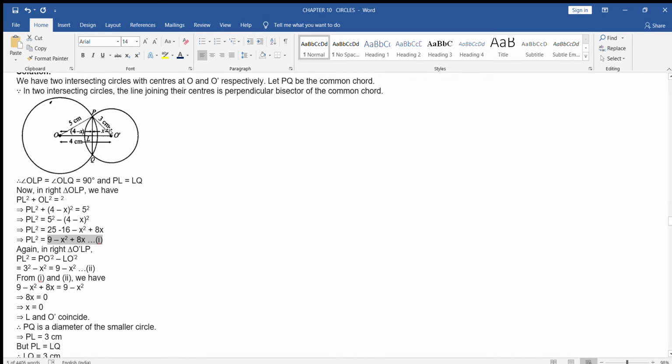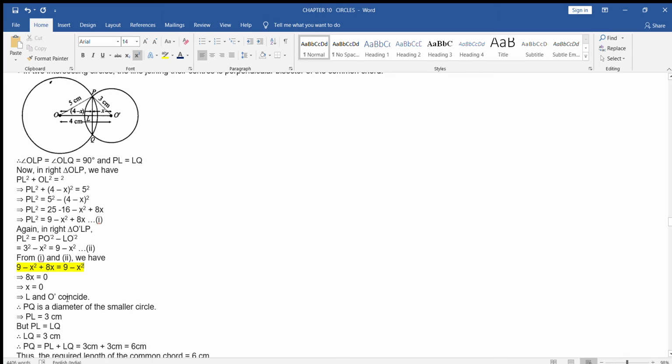Now we will take the next triangle, which one? O dash PL. In this triangle again we can find the value. From the first triangle we found PL square, and from this triangle also we find PL square. So we equate both of them, and when we equate both of them, we can find the value of x. Now when we find the value of x, what do we get? That x is 0. It means there is no distance from L to O dash, so L and O dash coincide.